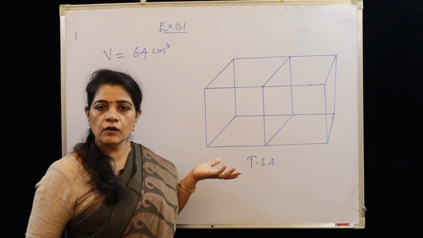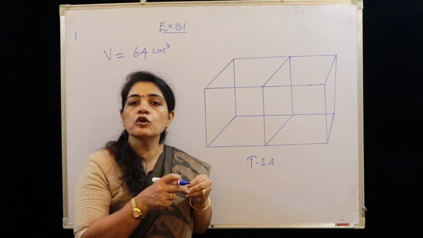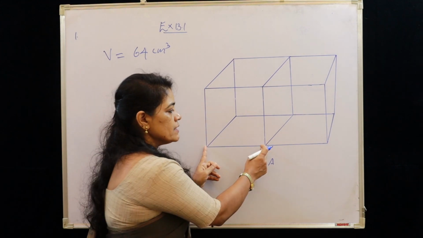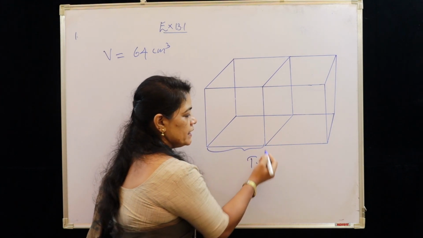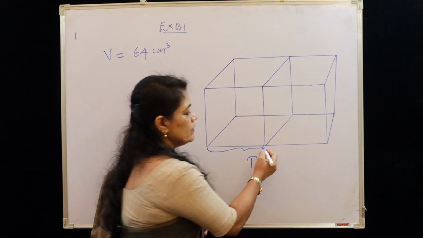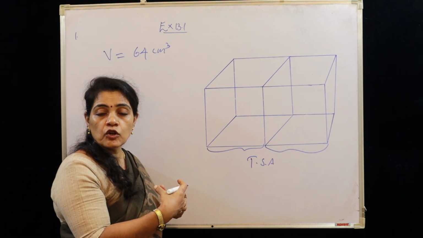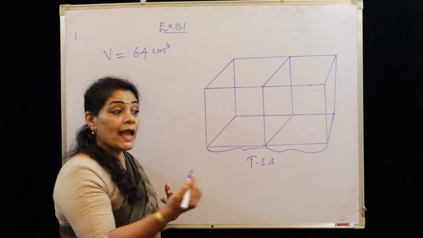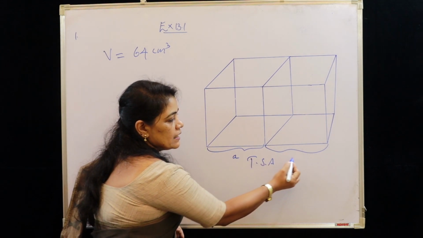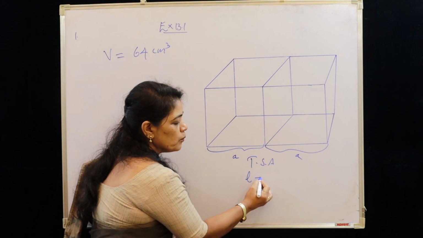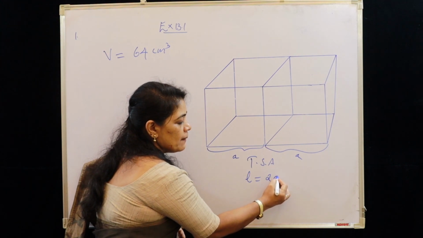Is it clear, children? When you join two cubes together, if this is the side, and for the second cube this is the side, the length of the cuboid will be A plus A. If this is A, this is also A, so the length of the cuboid will be 2A.